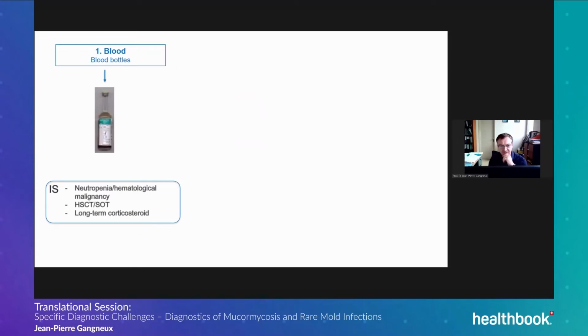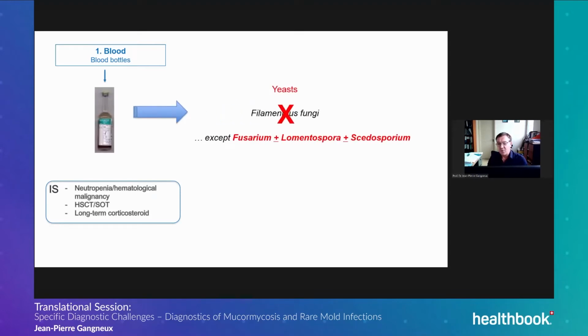Regarding blood, and particularly blood bottles, in case of immunosuppression, this is, for example, in the context of hematological malignancy, neutropenia, hematopoietic stem cell transplantation or solid organ transplantation, long-term corticosteroids, but we can also add biotherapies, etc. In this case, of course, blood culture will be one of the major tools to detect fungemia, and usually filamentous fungi don't grow in these bottles, except Fusarium, and sometimes Lomentospora and Scedosporium.